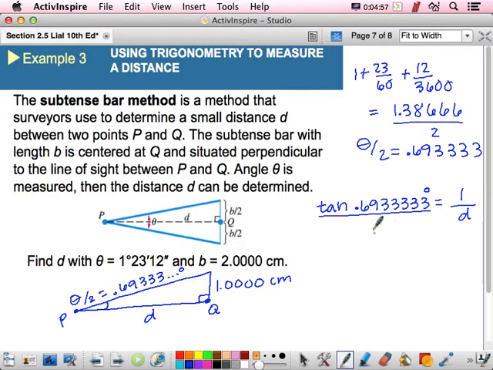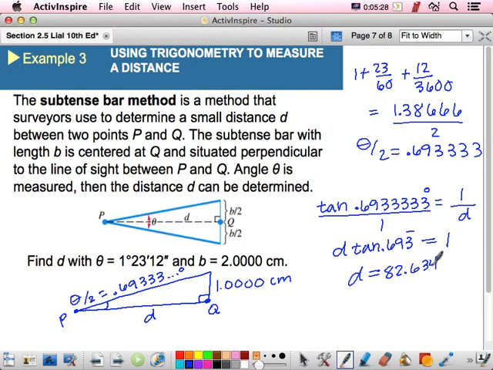So it looks like d times tangent of 0.693 with a bunch of 3's has to equal 1. So it looks like D is 1 divided by the tangent of that angle you just found. So let's pause and let you calculate that. All right, when you did 1 divided by tangent of 0.693333333, did you get 82.634,109 blah, blah, blah? Yeah.